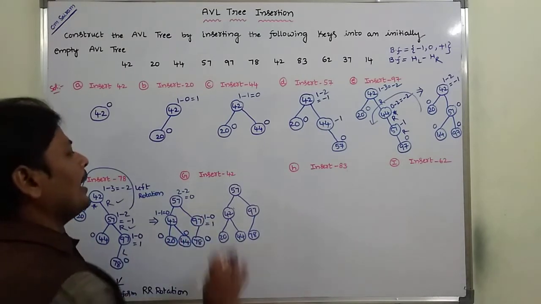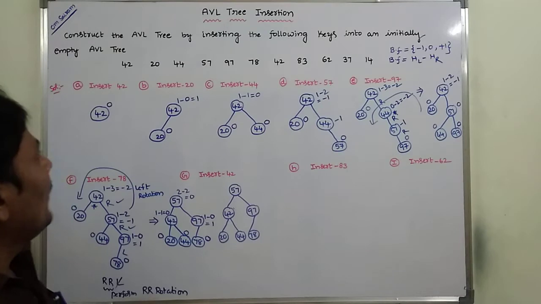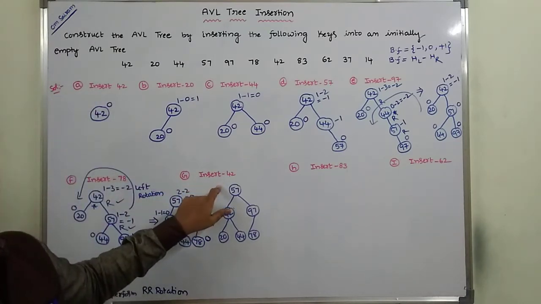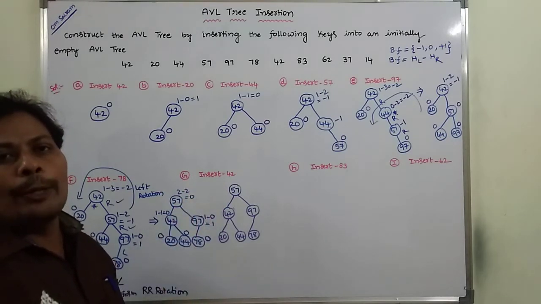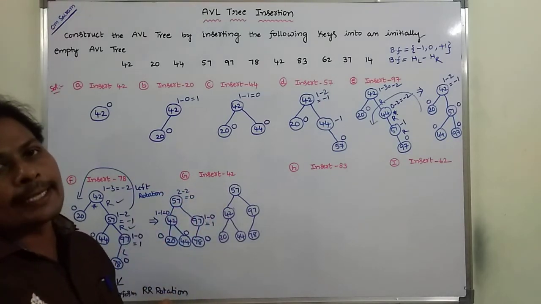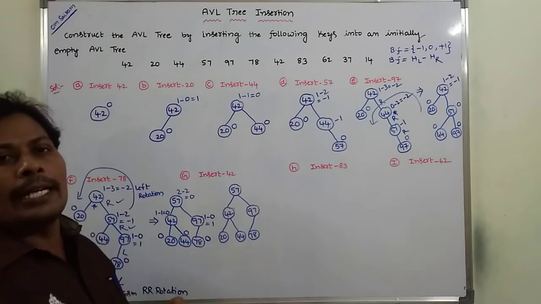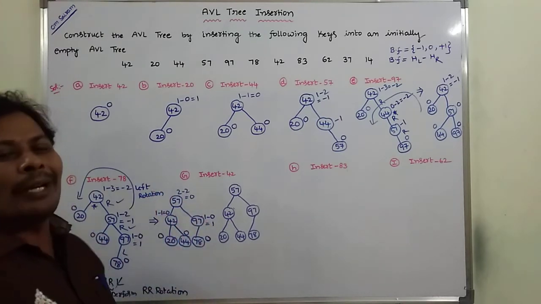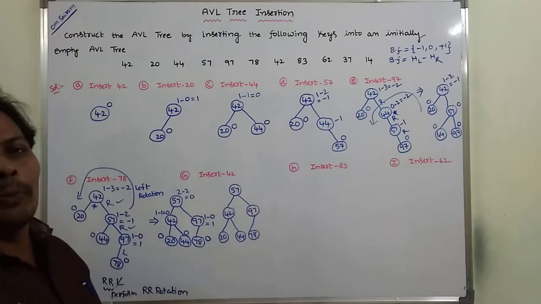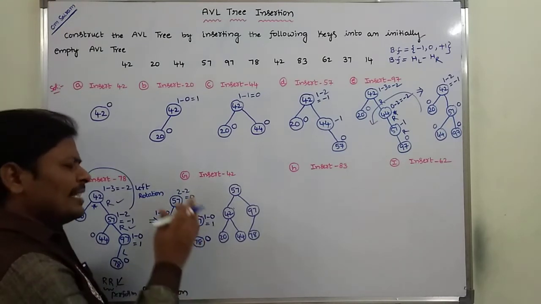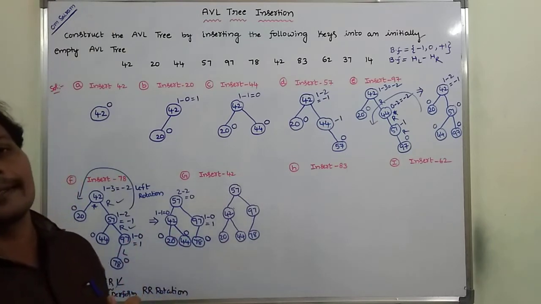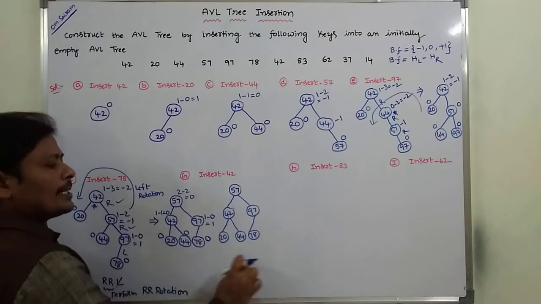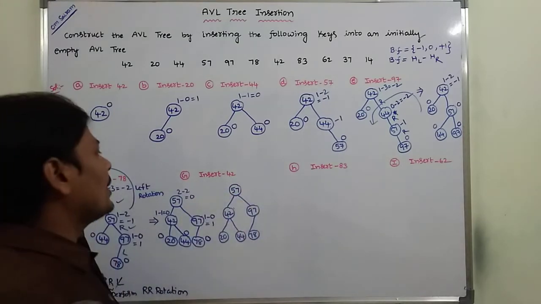Next we go for inserting 42. Here 42 is there, here 42 is there. In the binary search tree, we do not allow duplicates, but in the case of an AVL tree, it can allow duplicates. If any duplicate occurs, that duplicate is inserted on the left-hand side. So before inserting 42, this is the AVL tree we are getting.